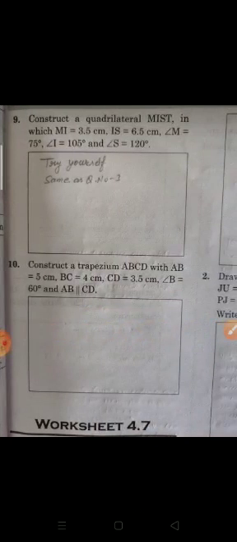So students, our worksheet 3, 4, 6 is also done. Now you have to draw 4.7. You have to practice drawing the measurements of 4.7. Thank you.